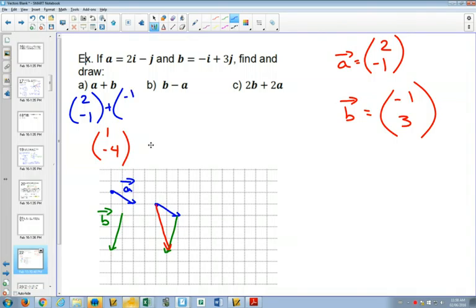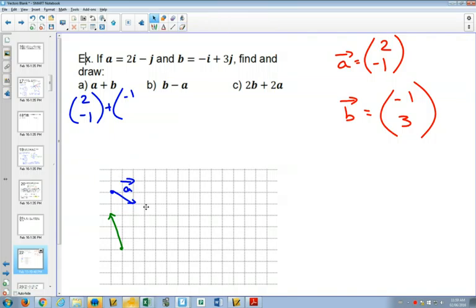Oh, I drew B wrong? Nobody said anything? Sorry, I got to erase B. I just realized I drew it wrong. There we go. So B is -1, which goes this way, up 3. This would be B. Here's my vector B.